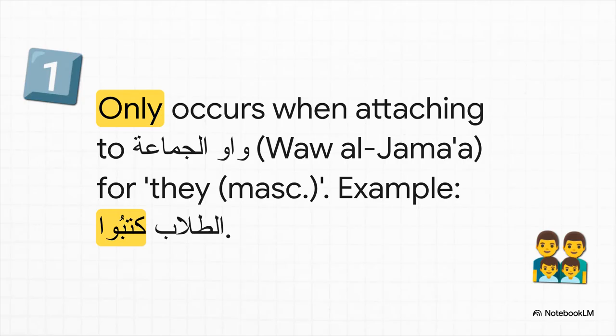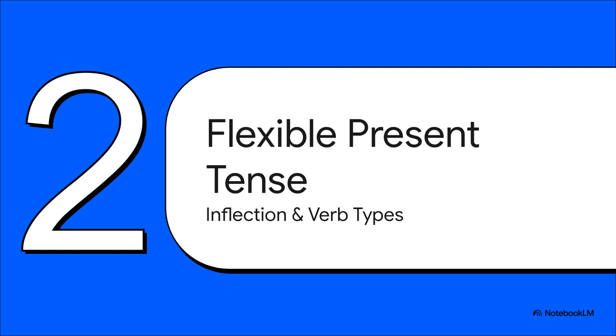And case number 3, this one's the easiest of all. It's built on damma. And it only, and I mean only, happens in one situation. When you're talking about they in the masculine plural, the verb ends with that oo sound, like katabu. That's it. 3 cases. You now know the entire system for the past tense. Simple, right?